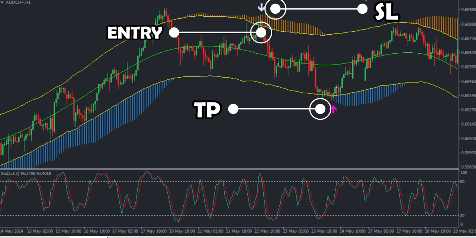Alright guys, go ahead and backtest this strategy. If you gain the confidence in it, you can always go live. So I think that will be it for today. As always, invest safe.